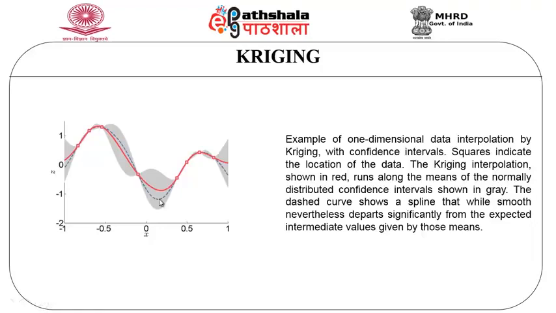Nevertheless, the dashed curve also shows a spline that, while smooth, nevertheless departs significantly from the expected intermediate values given by these means. So, we can see that the variation is very little when comparing the red color and the dashed line. The red color indicates the Kriging interpolation model.